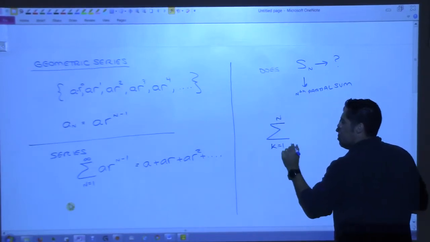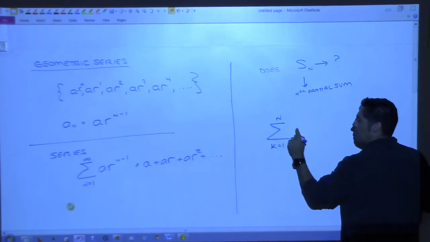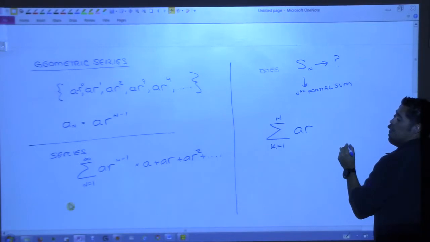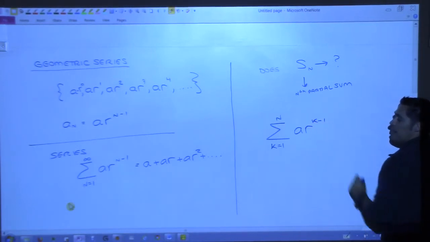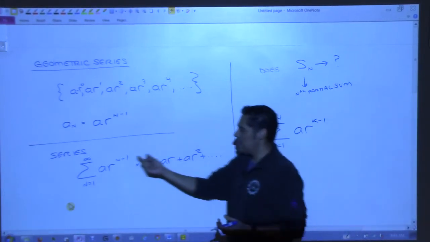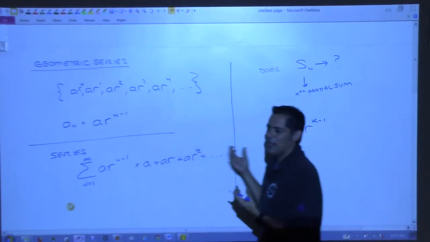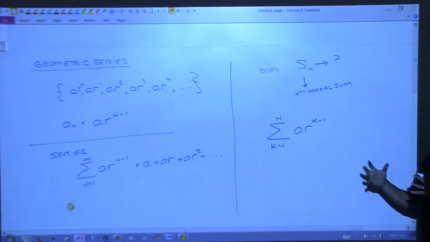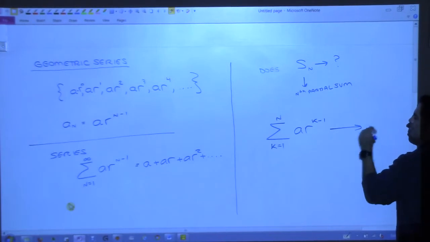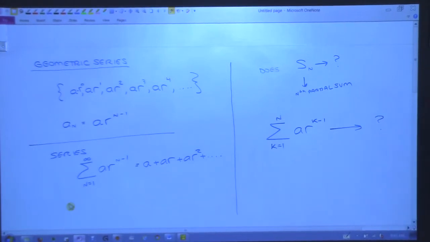K equals 1 to n of the sequence A r to the k minus 1. See, it gets confusing because when it's infinity, we're using n here, but then when it's an nth partial sum, we're using n here. I understand this can get messy in your mind. So my question is, does this go to something?